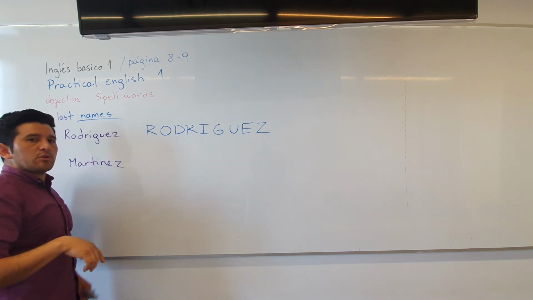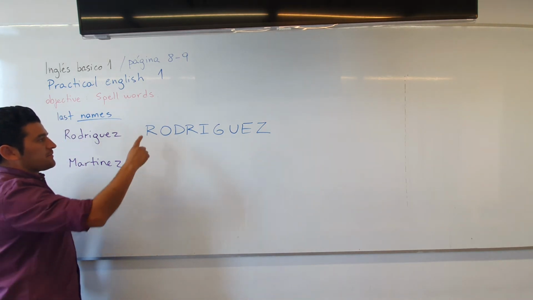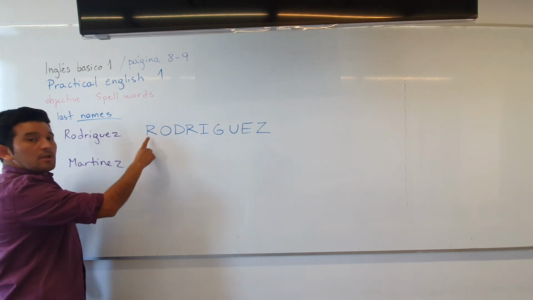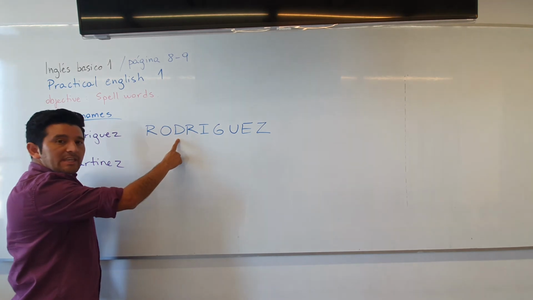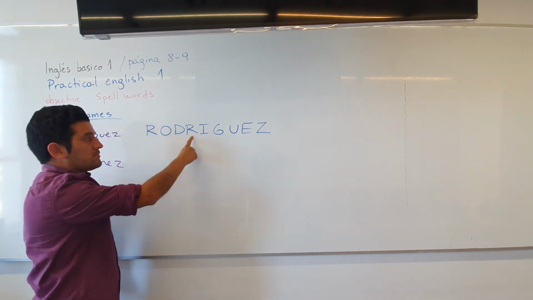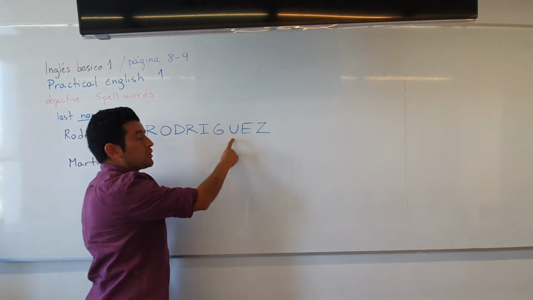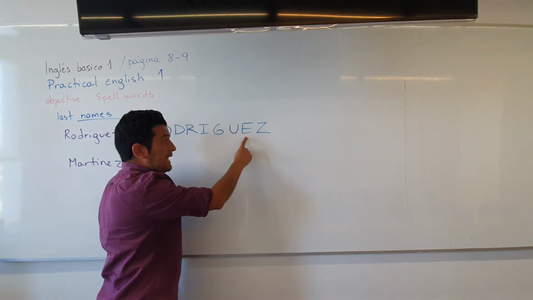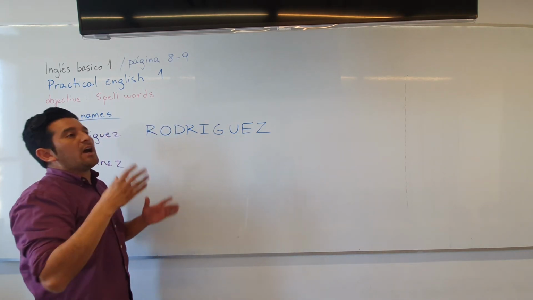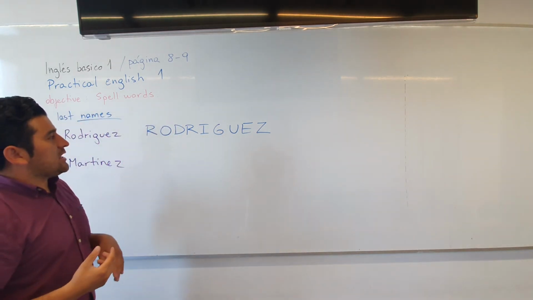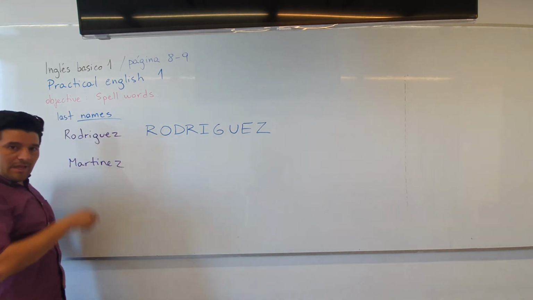Okay, very good. Let's check. We're going to check the spelling. Pay attention. R O D R I G U E Z. Okay, Rodriguez. That's the way in which you spell this last name, apellido.